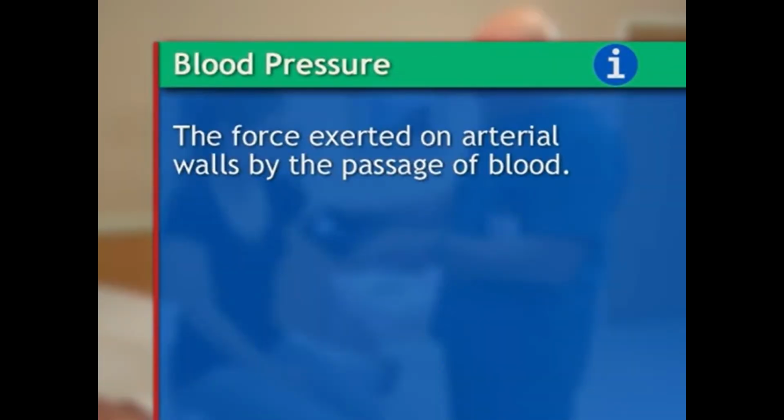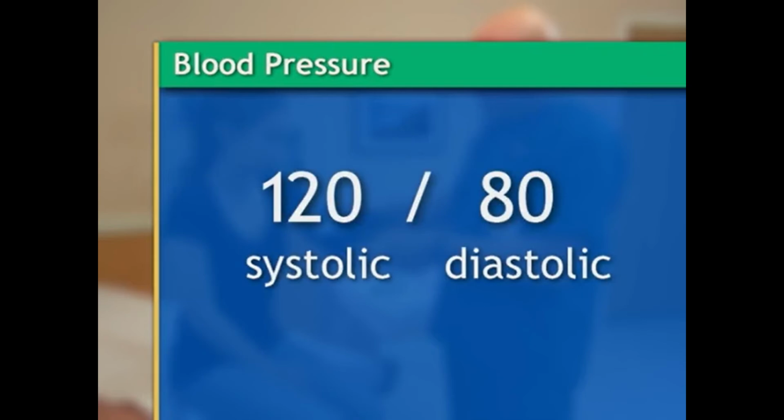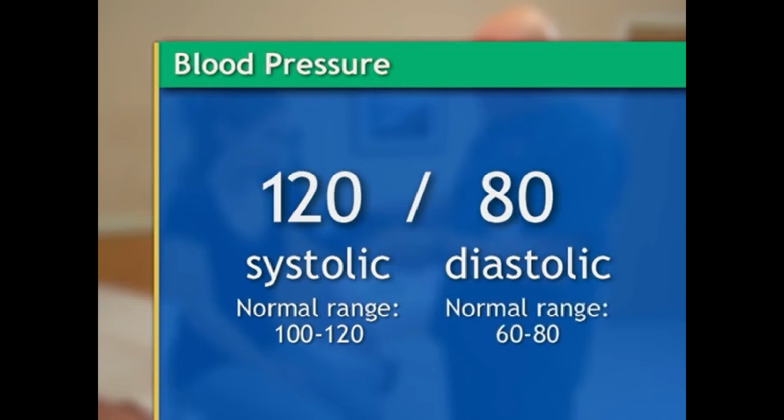Blood pressure. The force exerted on arterial walls by the passage of blood. Blood pressure, also referred to as BP, is measured and expressed as systolic blood pressure over diastolic blood pressure. Normal systolic readings range from 100 to 120. Normal diastolic readings range from 60 to 80. Variations result from many factors, including age, gender, weight, stress, medications, and ethnicity.